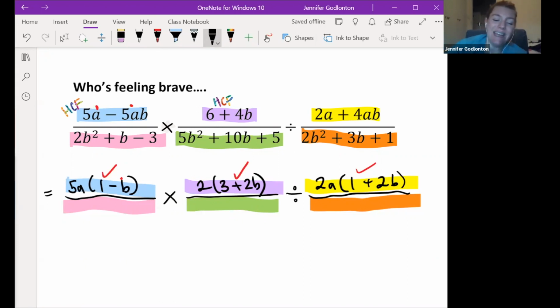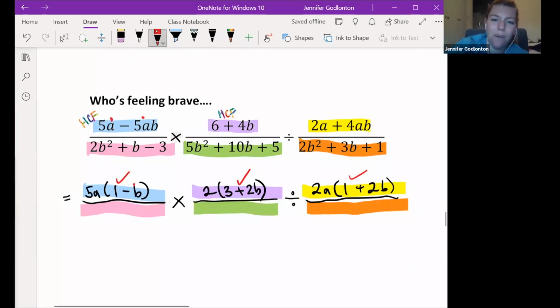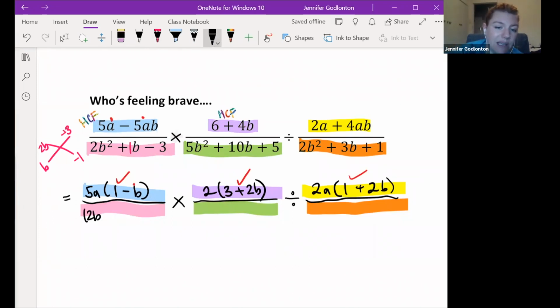Pink, it is a trinomial. We got to think about our little situation. So we've got 2b and b. We're trying to get positive 1. So we're going to put our 3 here. We're going to put a 1 there. So we're going to have positive 3b minus 2b. And that's going to give me positive 1b. So I'm going to have 2b plus 3 and b minus 1. Again, give yourselves a mark if you got to that point.